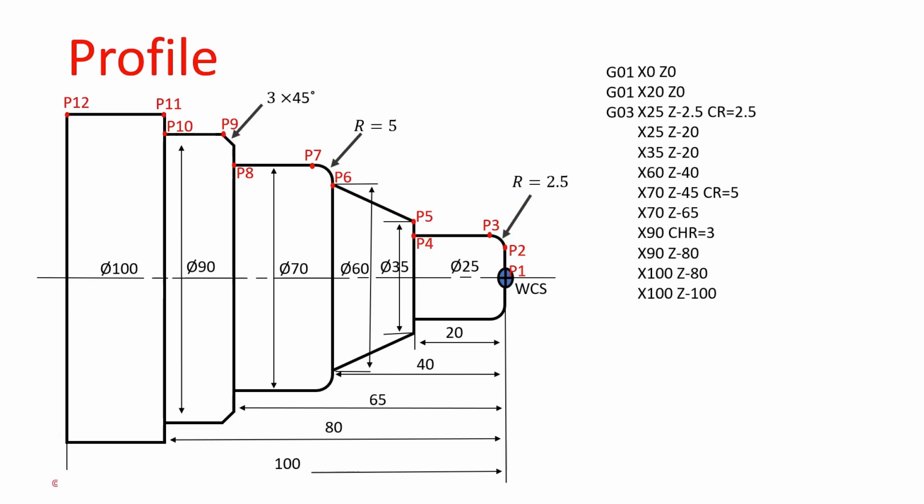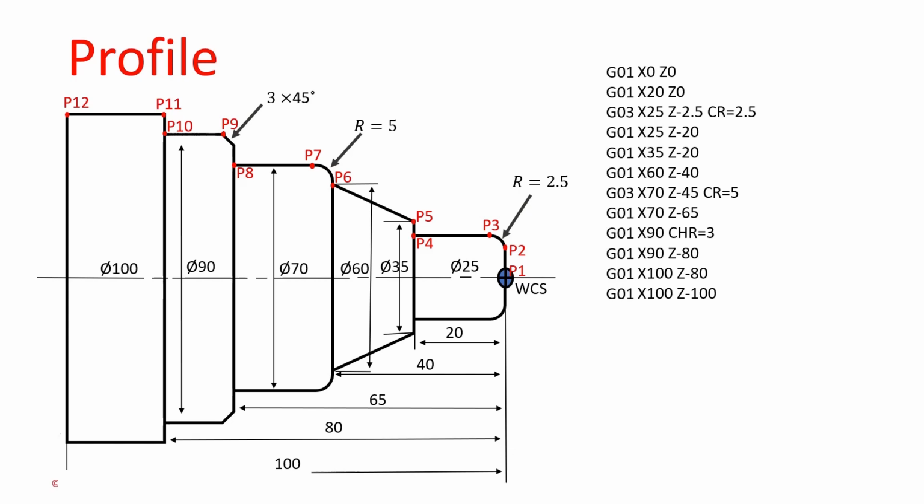From P4 to P6 is linear motion. Code is G01. Next, the circular motion from P6 to P7 is in the anti-clockwise direction. That motion code is G03. The next points' motions are linear motions. Code is G01.